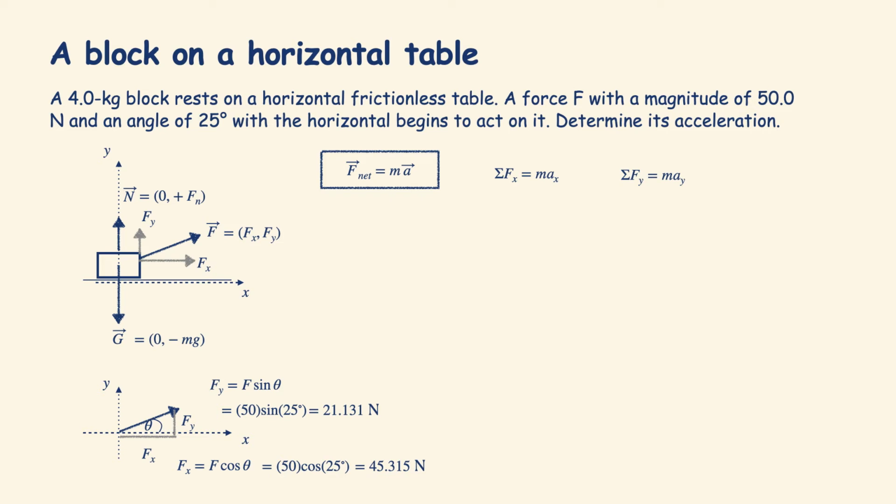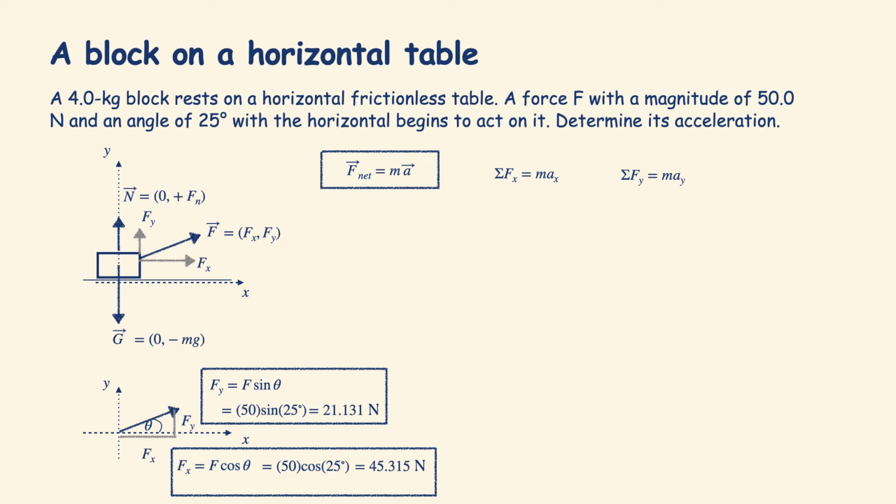And if I need to know what they are, I will either work with a symbolic expression: for Fy it will be F sine theta, and for Fx it will be F cosine theta, or I can just use the numeric values. So here, let me highlight them so I know where they are. Now I'm ready to go to Newton's second law, to the two equations that are written for the x and for the y components. Let's start with the x component.